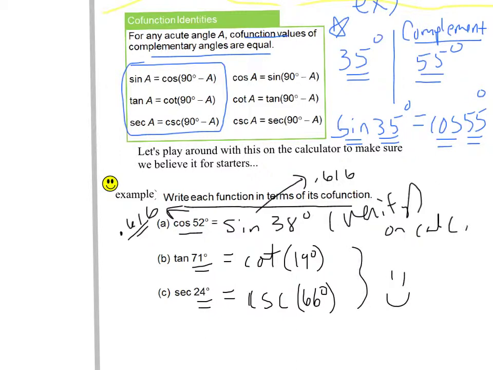Okay? So when you first read these magical boxes in the book that talk about cofunction identities and things like that, at first they look difficult, but when you realize what they're just saying: a function and its cofunction will be equal when the arguments add up to 90 degrees, when the arguments are complementary. That's all it's saying. Okay, let's scoot that on down.